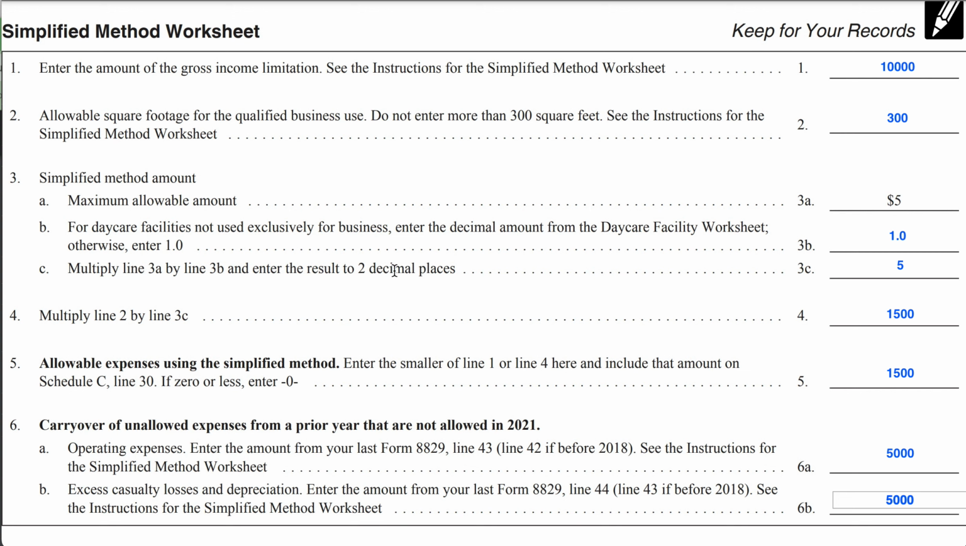So now we have to determine the simplified method amount. The maximum allowable amount is $5 per square foot. Now if you operate a daycare facility and it's not exclusively used for business, then you would have to complete the daycare facility worksheet, which will produce a decimal amount between 0 and 1.0. In this case, we're not operating a daycare facility, so I put in 1.0, which means we are able to deduct the entire $5 per square foot.